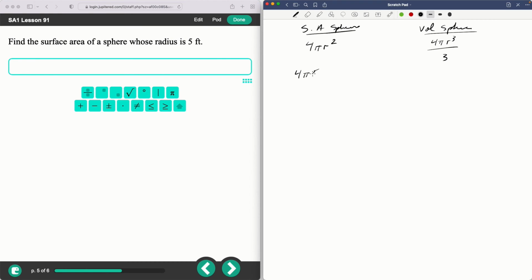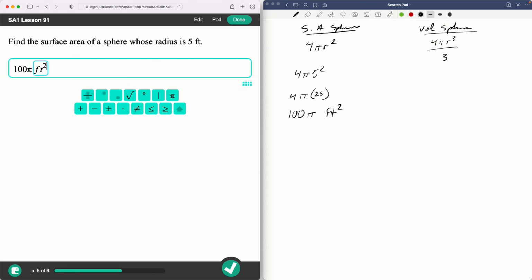All right, so let's drop this in. 4 pi 5 squared. So we have 5 times 5 is 25. So 4 pi 25. That's going to be 4 times 25 is 100. So that's 100 pi feet, and because it's area, it's squared. So we type that in. 100, let me put the pi, feet, and then that is squared. Check it, and it's correct. All right.